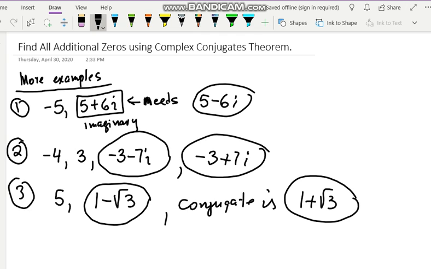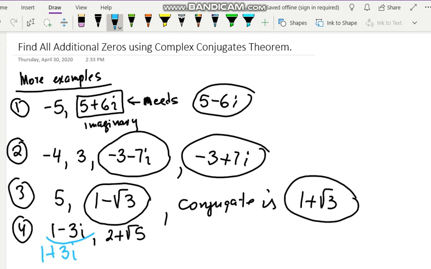Okay, let's have one more. Next example, I have 1 minus 3i given to me, and I also have 2 plus √5. Do I have conjugates for both? Yes. The conjugate for 1 minus 3i will be 1 plus 3i. Would I have a conjugate for 2 plus √5? Yes, and it's going to be 2 minus √5. This is a conjugate, and that is a conjugate.